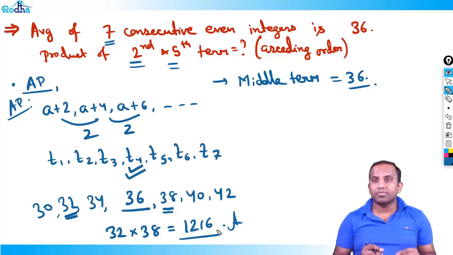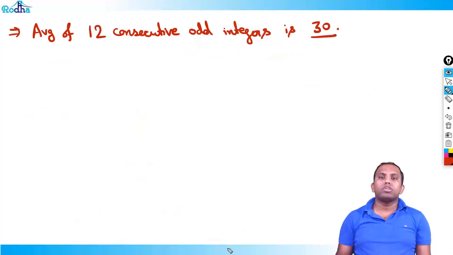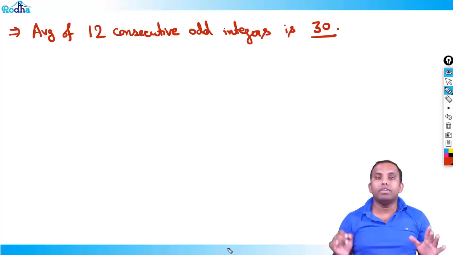That means the middle term will be 36. Okay. And is there 7 integers? So the middle term is the fourth term. Now, the question can be anything, right? Find the product of the second or fifth, or third and seventh, right? That is okay, but we need to find the series, right? I'm just trying to explain the concept of how to find the series here.